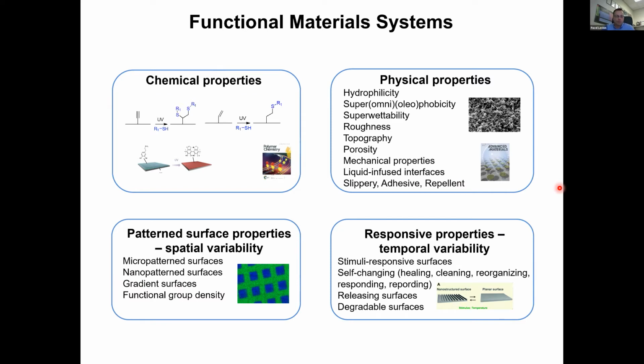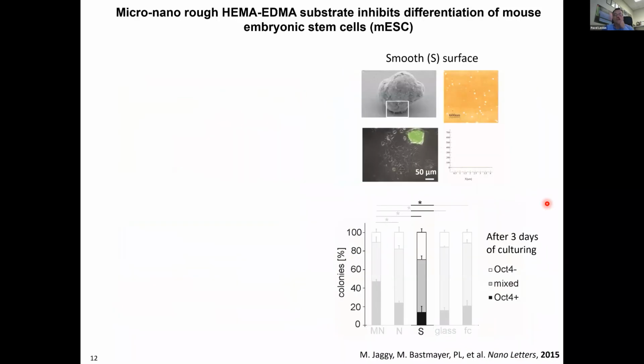Let me give you an example showing the importance of surface physical properties for biological functionality, just to give an idea how important it could be. Here you can see a stem cell. This is an embryonic stem cell. It is sitting on a flat hydrophilic surface, and if we take the stem cells and put them on the surface, they spontaneously differentiate into different cell types.